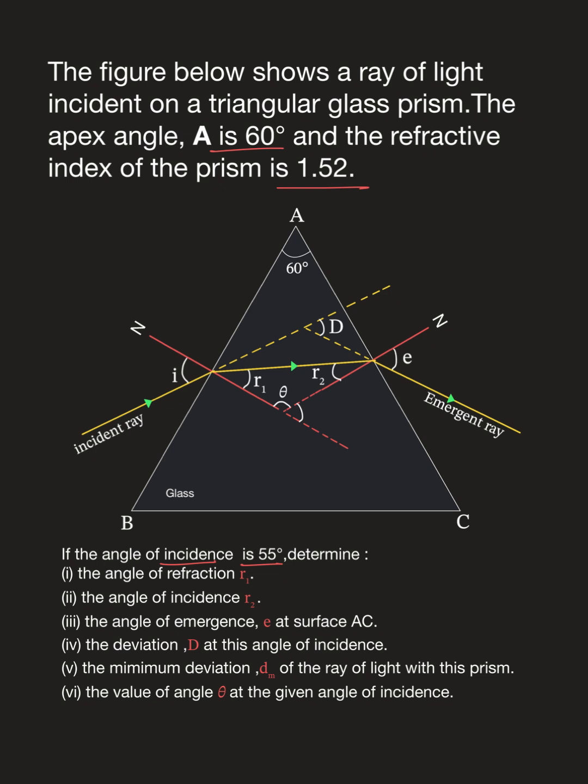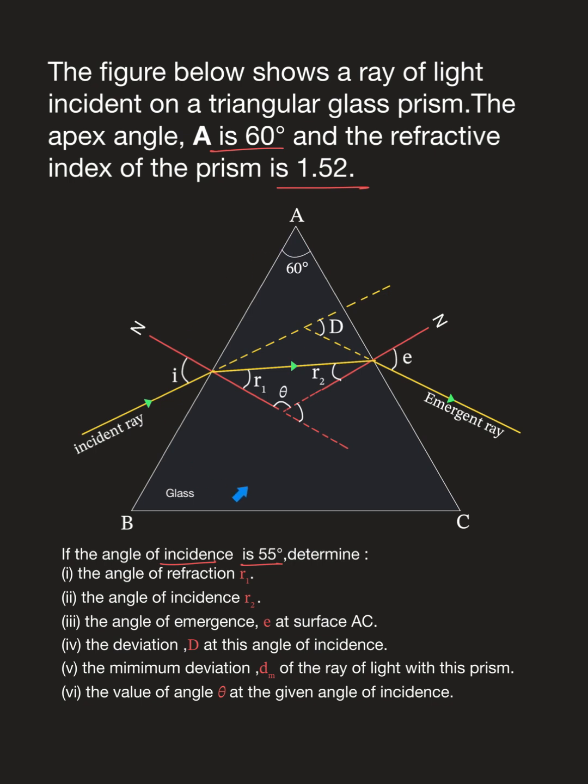Question 2, the angle of incidence R2. Question 3, the angle of emergence E at the surface of AC. Question 4, the deviation D at this angle of incidence. Question 5, the minimum deviation dm of the ray of light with this prism. Question 6, the value of angle theta at the given angle of incidence.